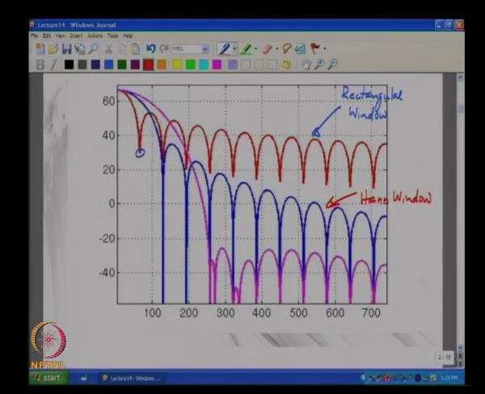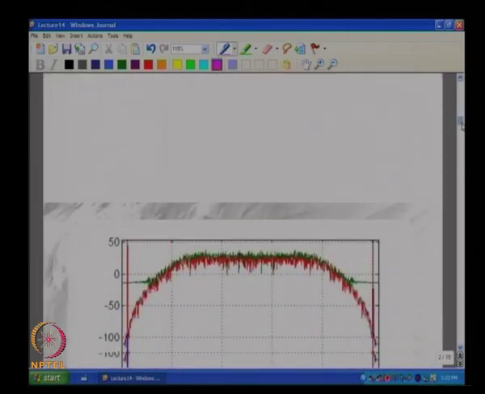The Blackman-Harris window is depicted here. And you can see that definitely the main lobe is much wider, but the side lobe strength is now much smaller than what you have with the rectangular or the Hann windows. Now this has some practical implementation implications when we talk about data converter work.